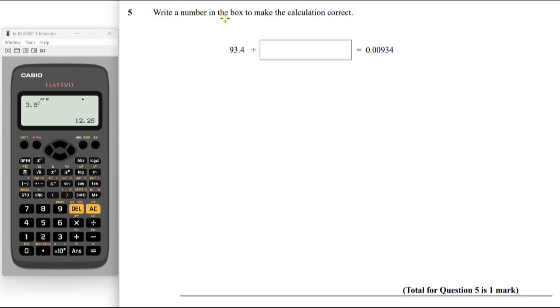Question 5. Write a number in the box to make the calculation correct. So we've got 93.4 divided by something, and we get 0.00934. So the way I'm going to do this is I'm going to write down our number, 93.4, and we're trying to get to this number here. So I'm going to put loads of zeros in front of our decimal point. Now we're going to move our decimal point. If we're dividing by 10, we move our decimal point to the left. So how many times are we moving our decimal point to the left to get this number? Well, this is 0.00934.